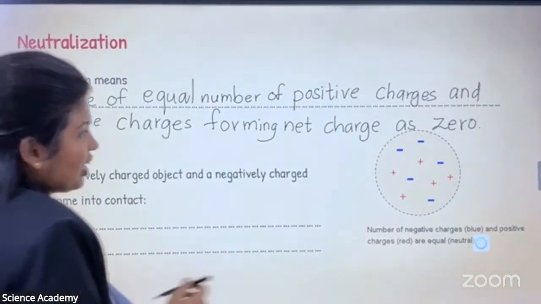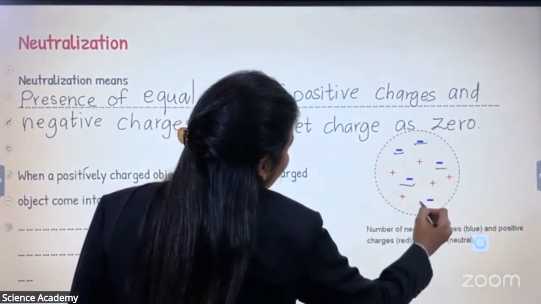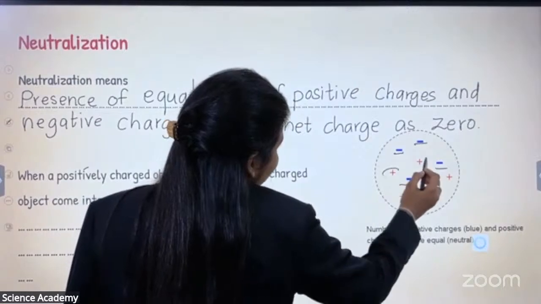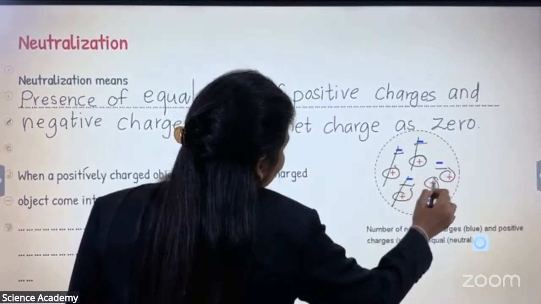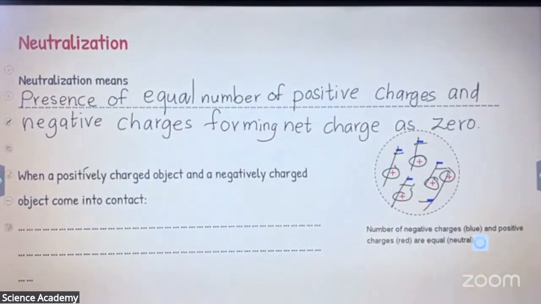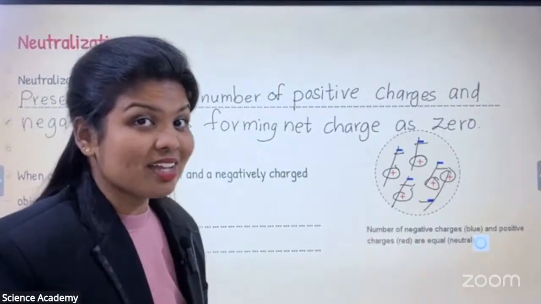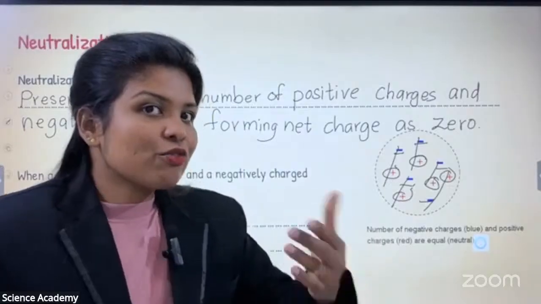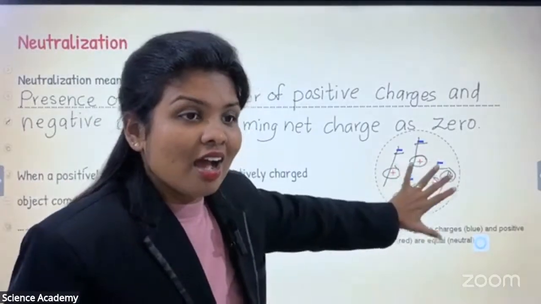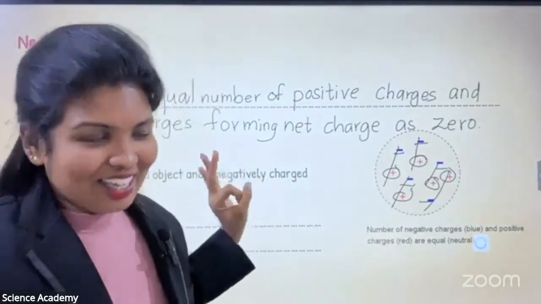Children, in my diagram also you can see 1, 2, 3, 4, 5, and 1, 2, 3, 4, 5. These are cutting off each other, so it is neutral. If any substance has an extra amount of positive charges, it is positively charged. If a substance has extra negative charges, that object is negatively charged.